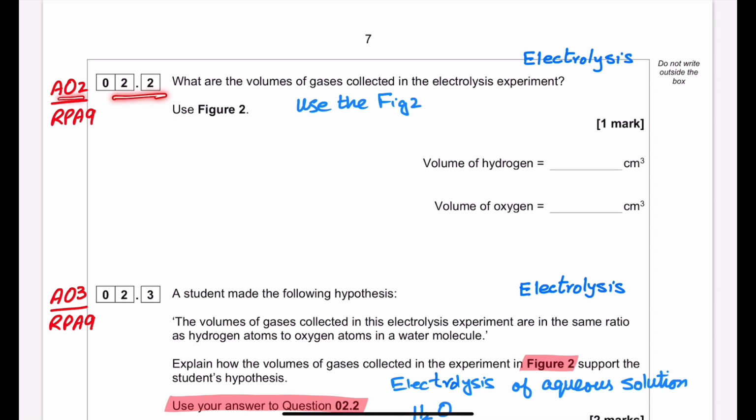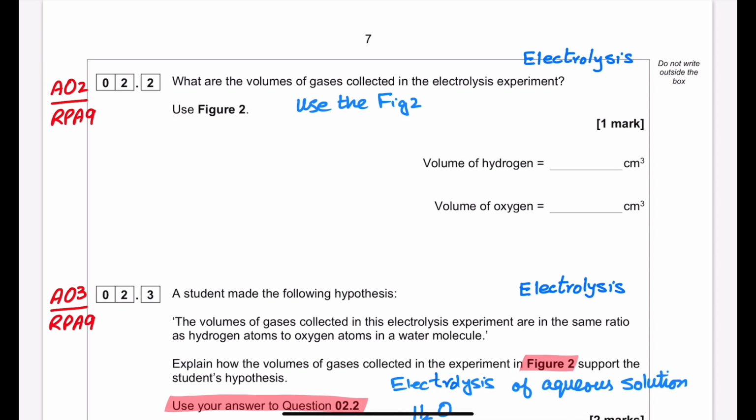2.2 is an AO2 question, which is from required practical activity number 9. The student needs to use figure number 2. The student needs to apply their knowledge by using figure number 2. What are the volumes of the gases collected in the electrolysis experiment? Volume of hydrogen in cm³ and volume of oxygen in cm³. We need to find the volumes of both of the gases.